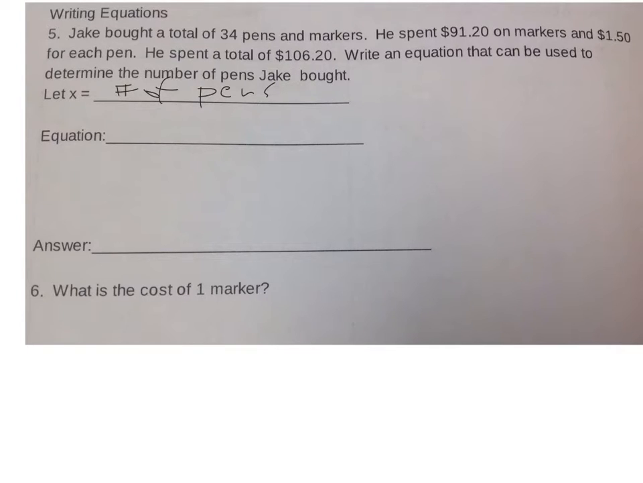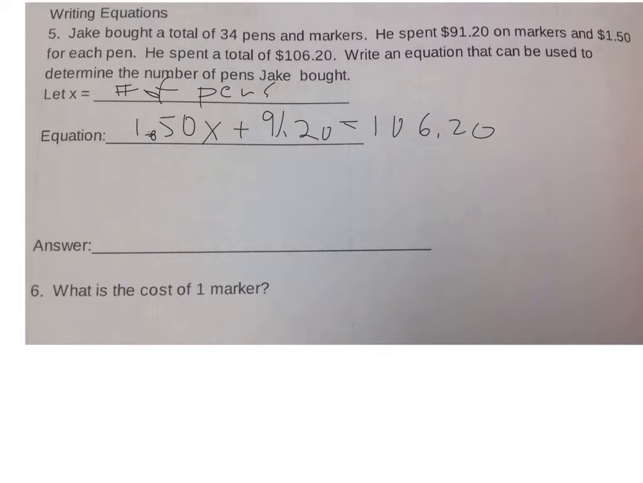Now, when I'm writing my equation, I saw the total of $106.20. Well, what makes up that? It's the pens and markers. We know he spent $91.20 on markers. He also spent $1.50 on each pen. We don't know how many pens, so we call that x.